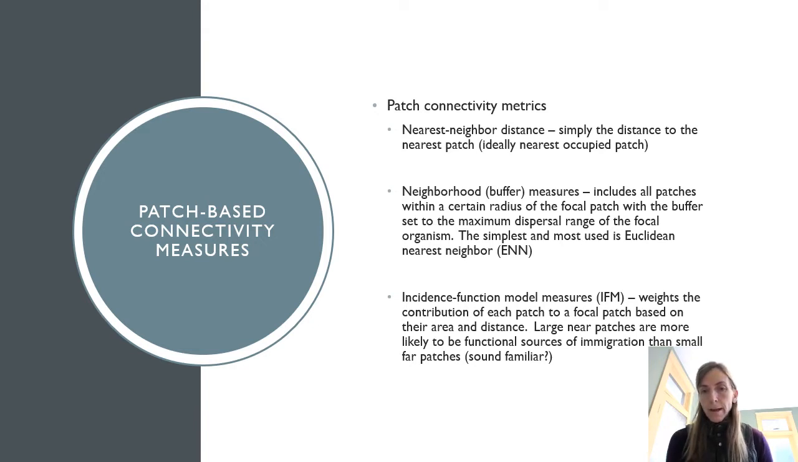And the third one we'll talk about is incidence function model measures. So this weights the contribution of each patch to a focal patch. So we often start with a patch of interest, and then we're looking at the other patches surrounding that. And it actually weights the contributing value of the patches within that landscape, where large near patches are likely to be a functional source for immigration than small far patches. So, sound familiar? That's clearly built on Wilson and MacArthur's theory of island biogeography.